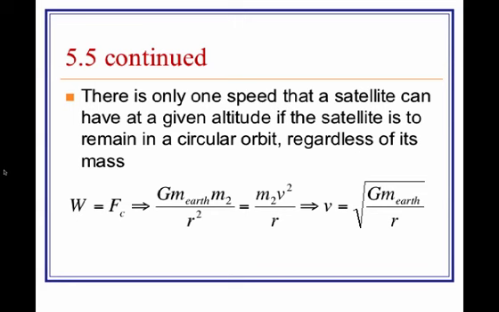M2 would be the mass of the satellite. They would cancel out. The R's would also cancel out. We get velocity depends on the gravitational constant, the radius the satellite is at, and the mass of the Earth. So for every one altitude or radius that the satellite is at, there can only be one speed that it's traveling at. If it starts to lose speed for any reason whatsoever, it will decrease in altitude.